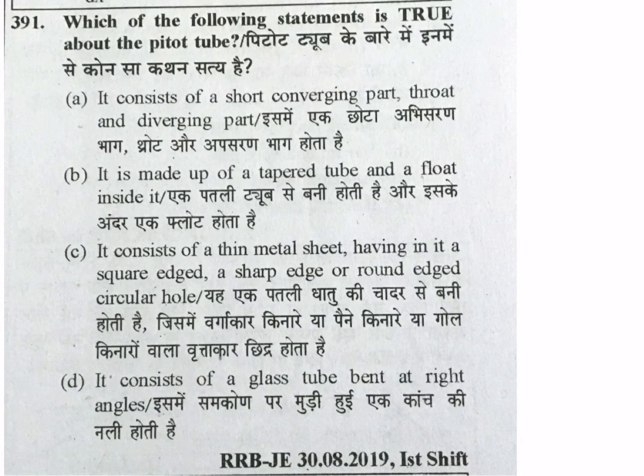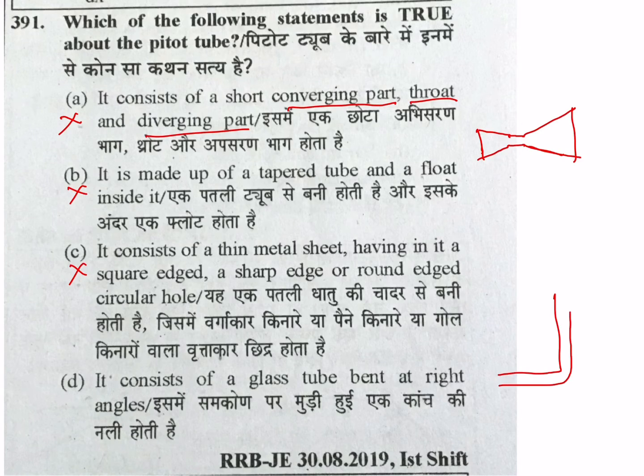So which of the following statements is true about Pitot tube? RRBJ question 2019. It consists of a short converging part, throat and diverging part. Short converging part, then your throat, then diverging part. This one is your venturimeter. It is made up of a tapered tube and a float inside. It consists of a thin metal sheet having in it a square edge, sharp edge, rounded edge, circular hole. It consists of a glass tube bent at right angles. Yes, this one. Glass tube bent at right angles. D is your correct answer.